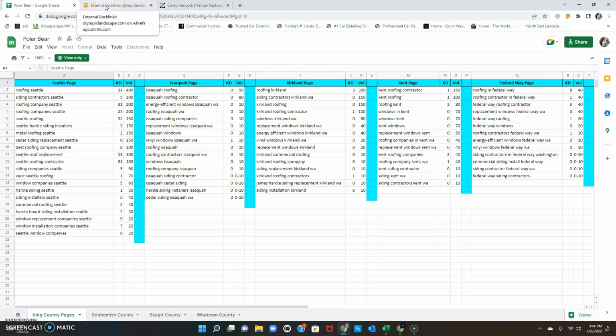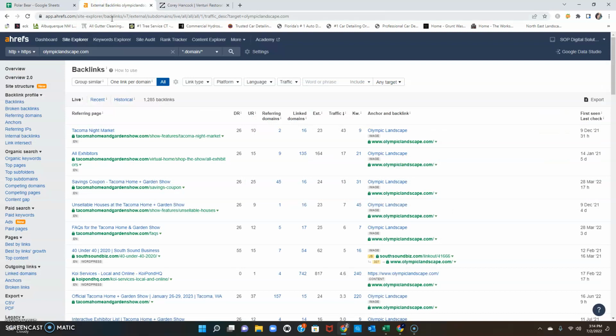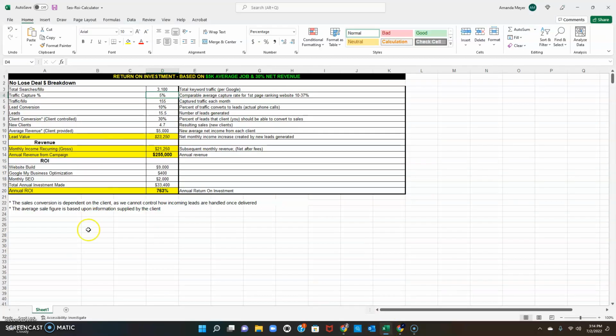So again, after I do the keyword research, I do all of my backlink research and determine what it's going to take to rank, right? So let's just say, for instance, I've determined that it's going to be $700 a month in backlinks and so forth to get these to rank. Once I've completed both of these processes, I go into my conversion calculator.